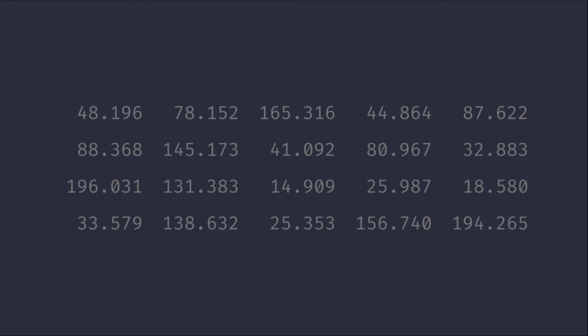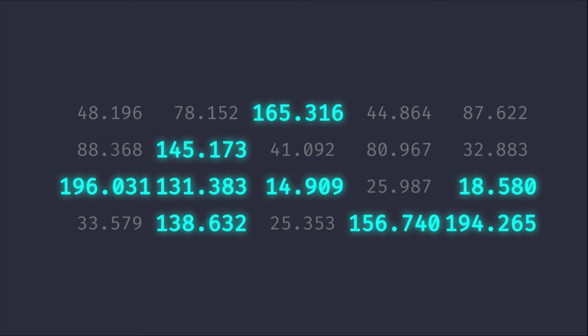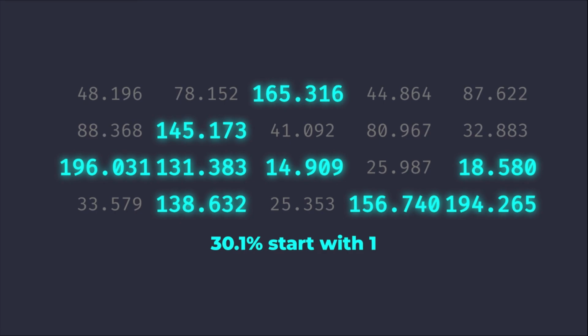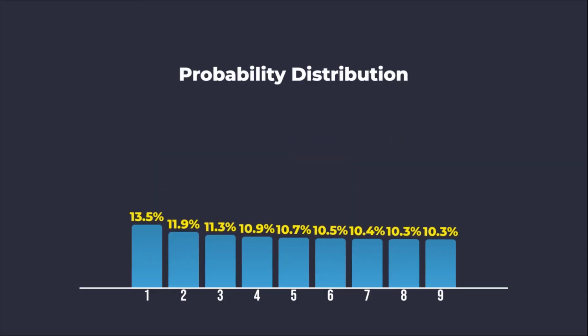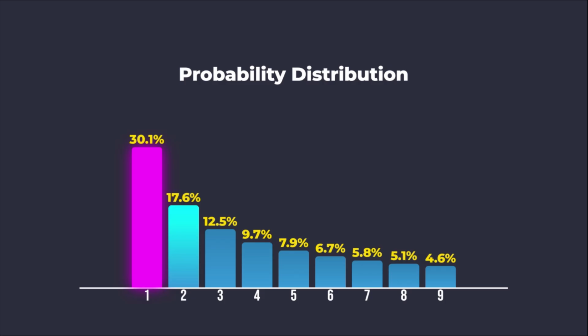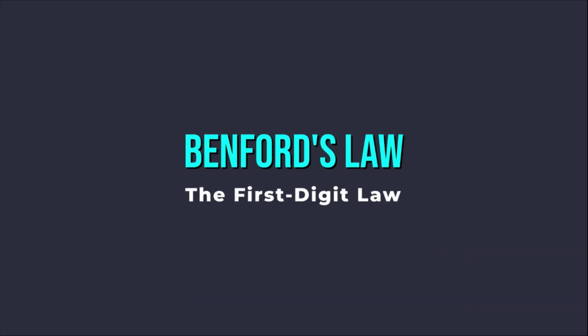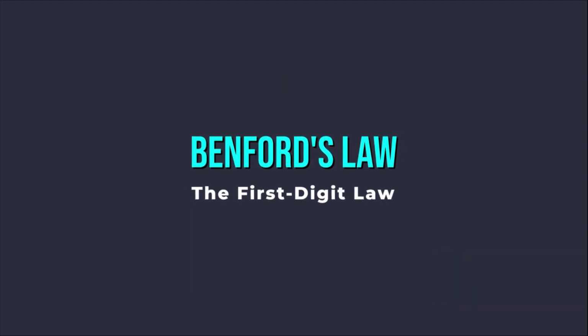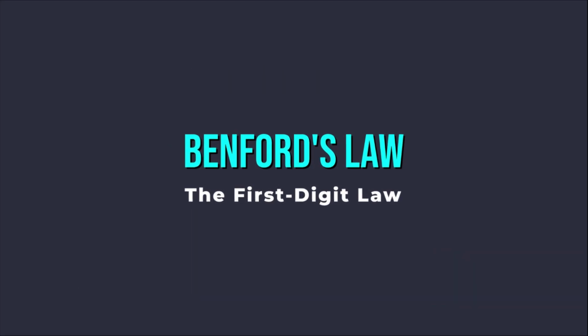When analyzing large datasets, the digit 1 appears as the first digit approximately 30.1% of the time. This observation defies the intuitive expectation that all digits from 1 to 9 should appear equally often, which would be 11.1% each. The digit 9, conversely, only appears as the leading digit about 4.6% of the time. This non-uniform distribution is known as Benford's law, or the first digit law.